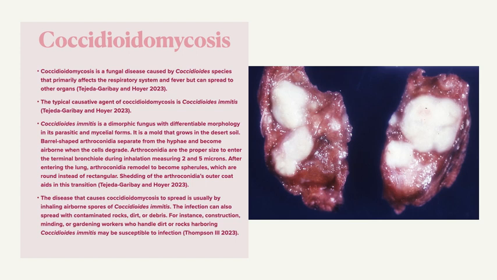After entering the lung, arthroconidia remodel to become spherules, which are round instead of rectangular. Shedding of the arthroconidia's outer coat aids in this transition. Tegeta Garbe and Hoyer, 2023.